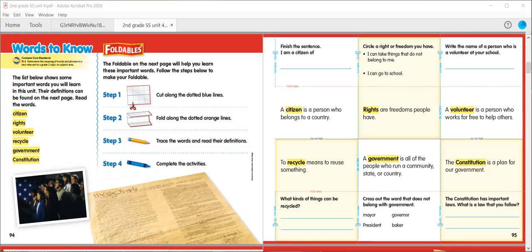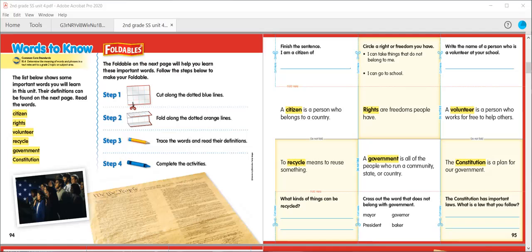Your next word is the word volunteer. A volunteer is a person who works for free to help others. Write the name of a person who is a volunteer at your school. So think of somebody who helps out or who stops by from time to time. Think about any special activities that we do once in a while where someone else comes, like our art teacher, Miss Ellen.